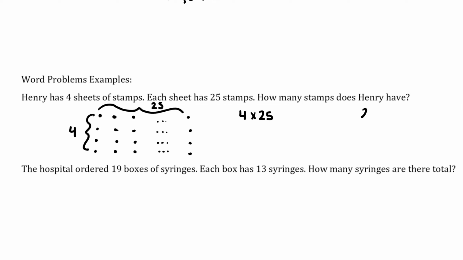So let's do that over here. 25 times 4. 4 times 5 makes 20. So carry the 2. 4 times 2 makes 8. Add the 2 makes 10. So Henry has 100 stamps.